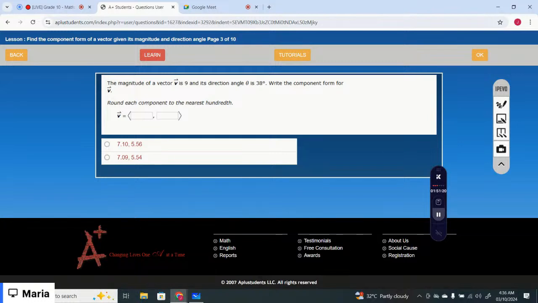You have to do 9 cos 38 and 9 sin 38. So let me just do cos 38 times 9, that is 7.09. Option number 2 it is, right? And then you have sine 38 degrees multiplied by 9, that is 5.54. So option number 2 is the correct option. That is 7.09 and 5.54. Got it?